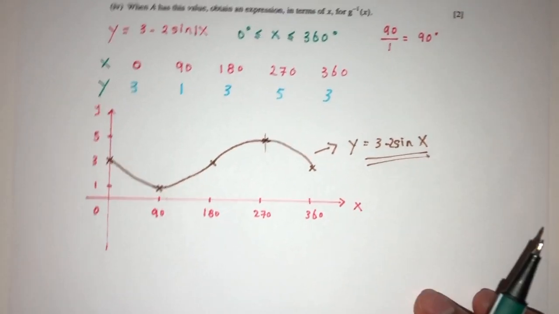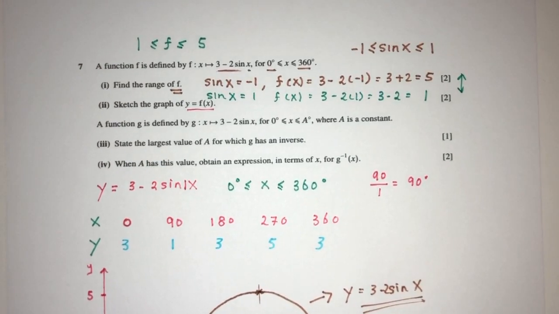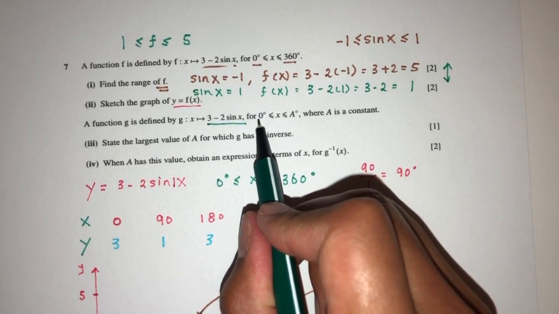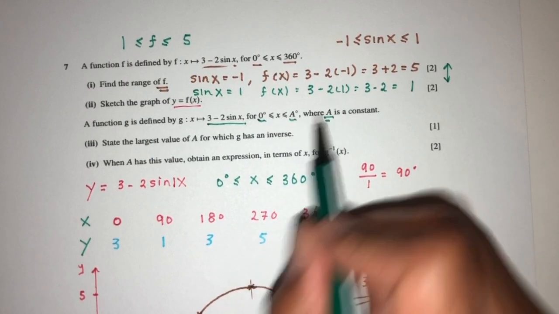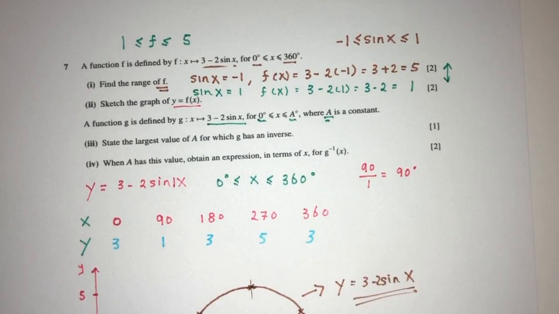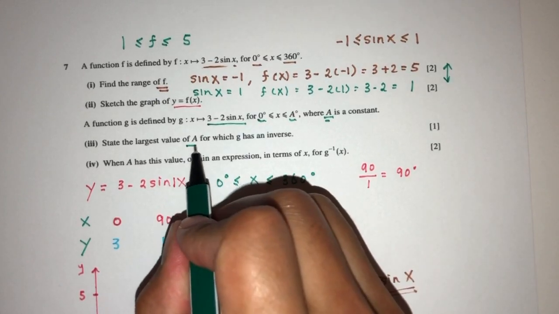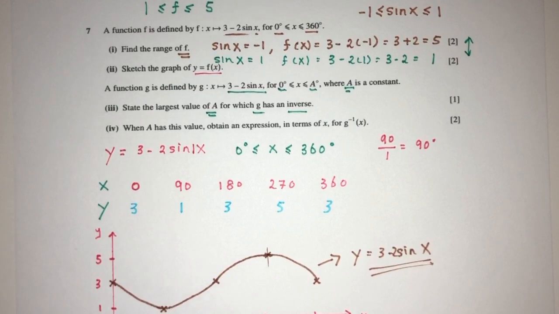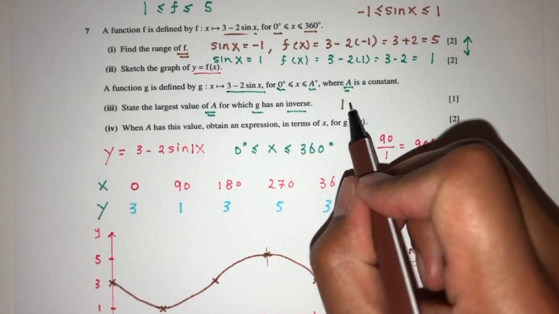Now for part 3, we have another function. Function g is defined by this, same thing again, where x is between 0 and a, where a is the constant to be found. Now, state the largest value of a for which g has an inverse. We have to understand that for g to have an inverse, it has to be a one-to-one function.